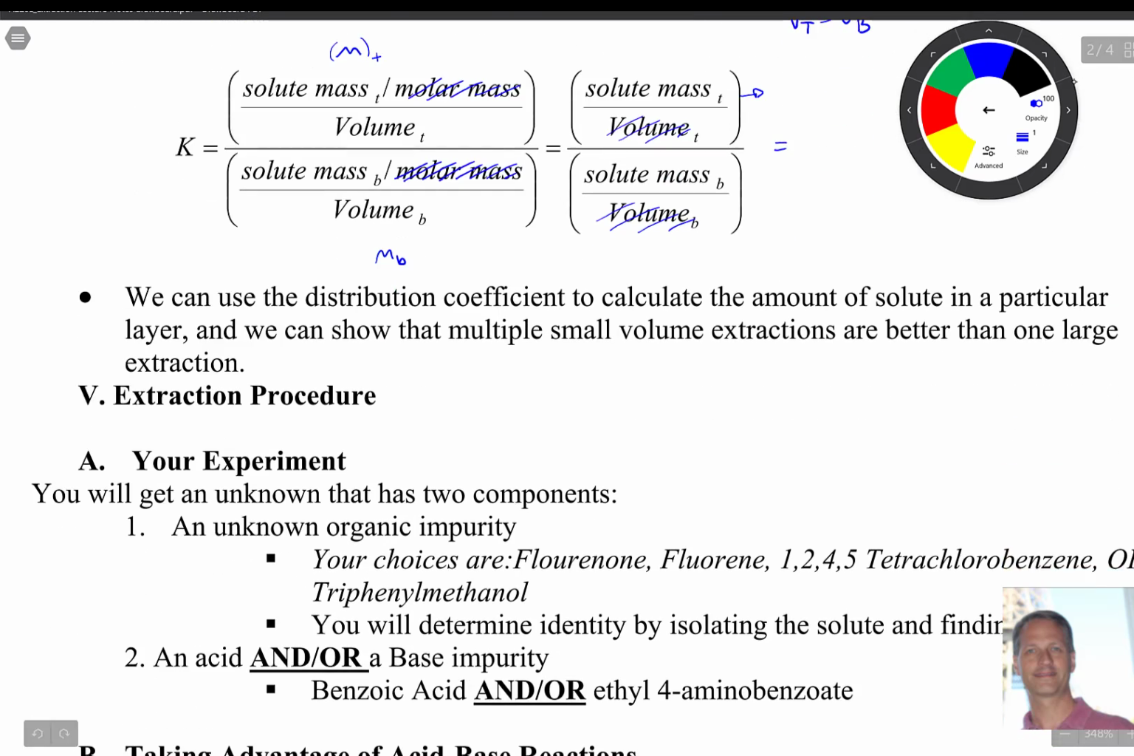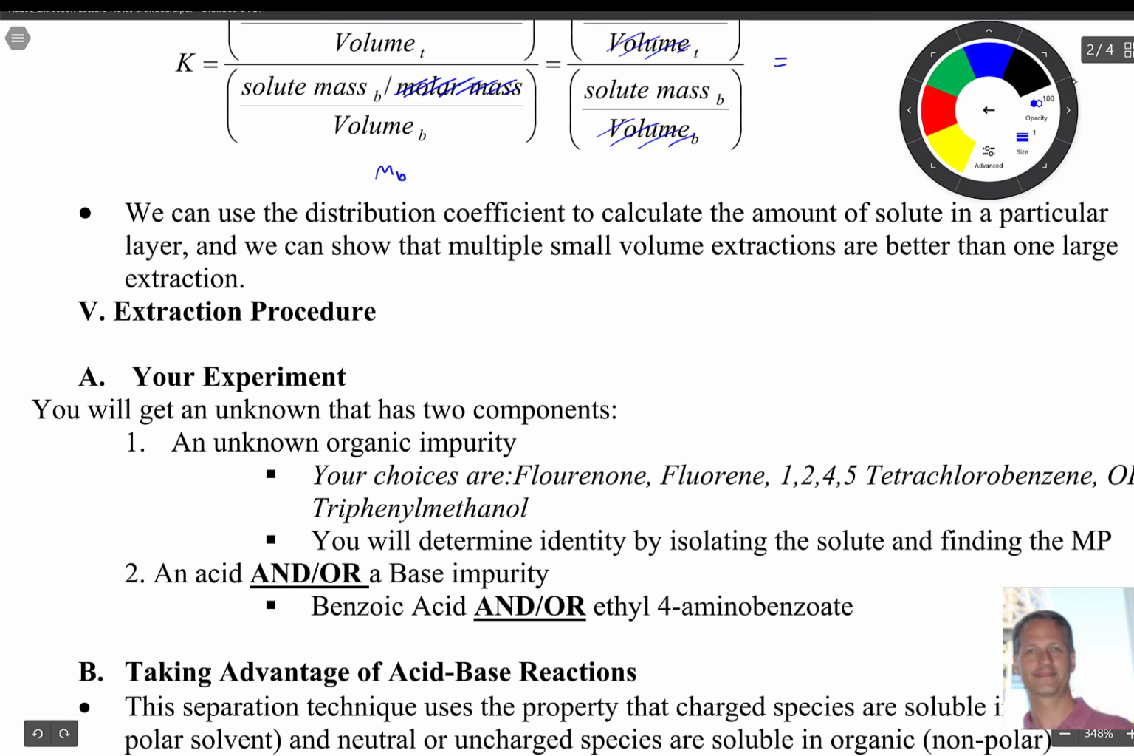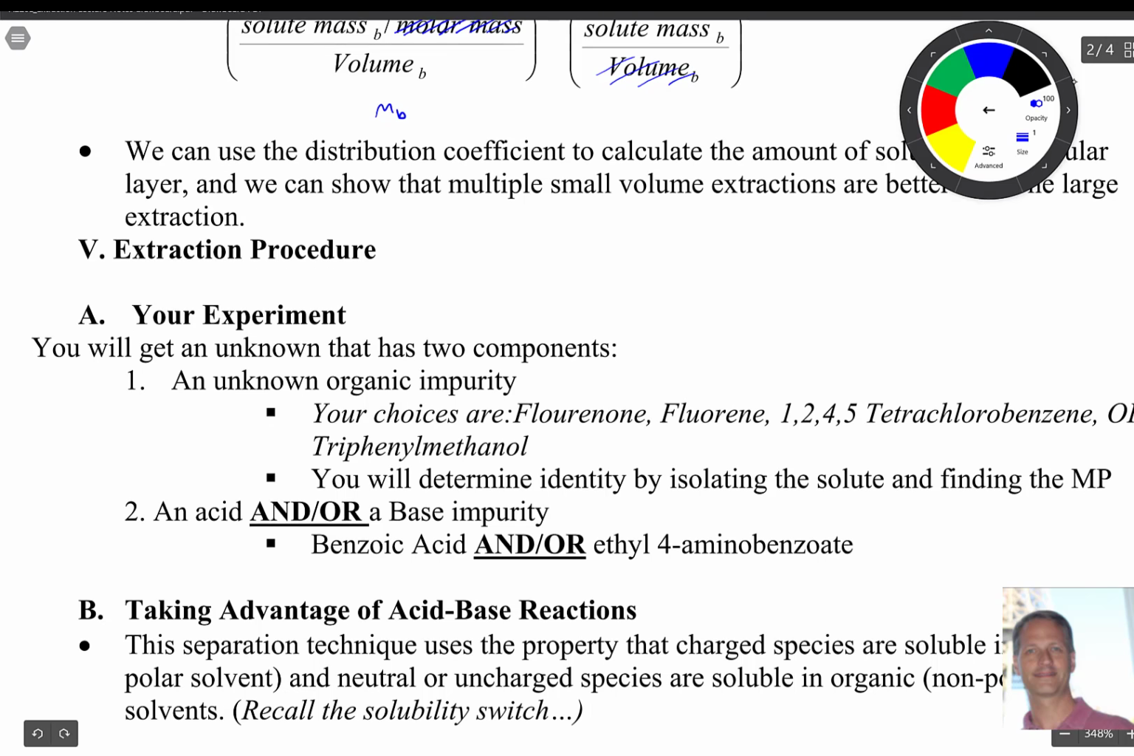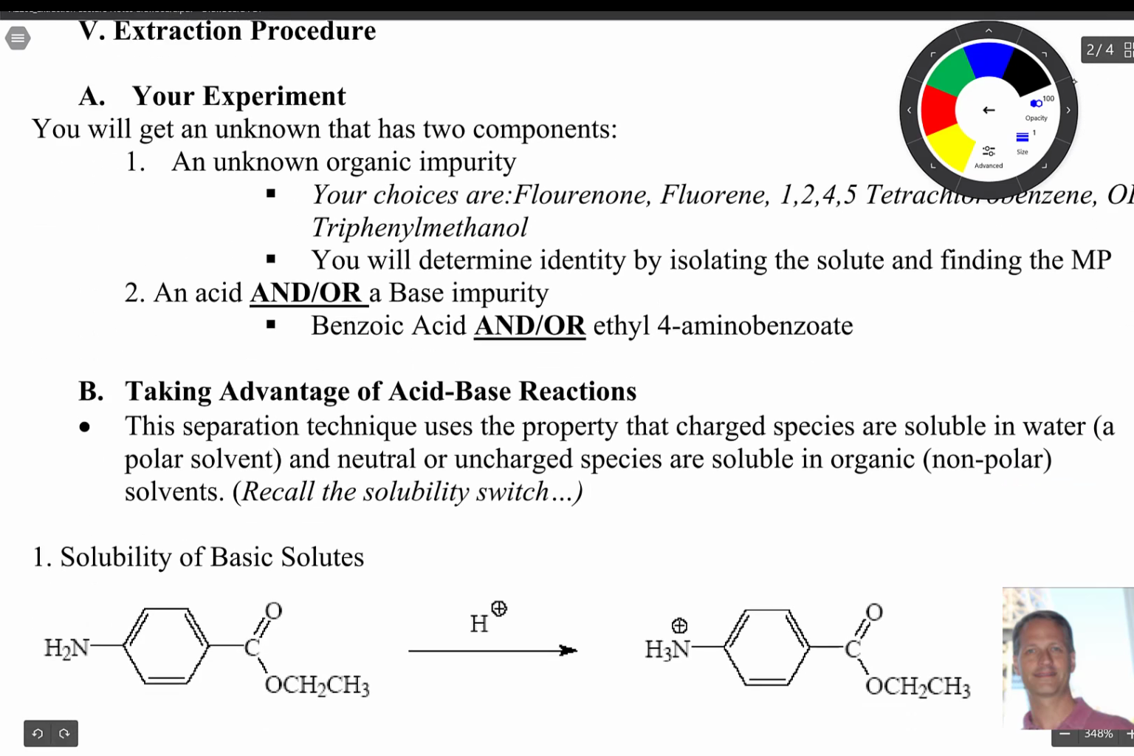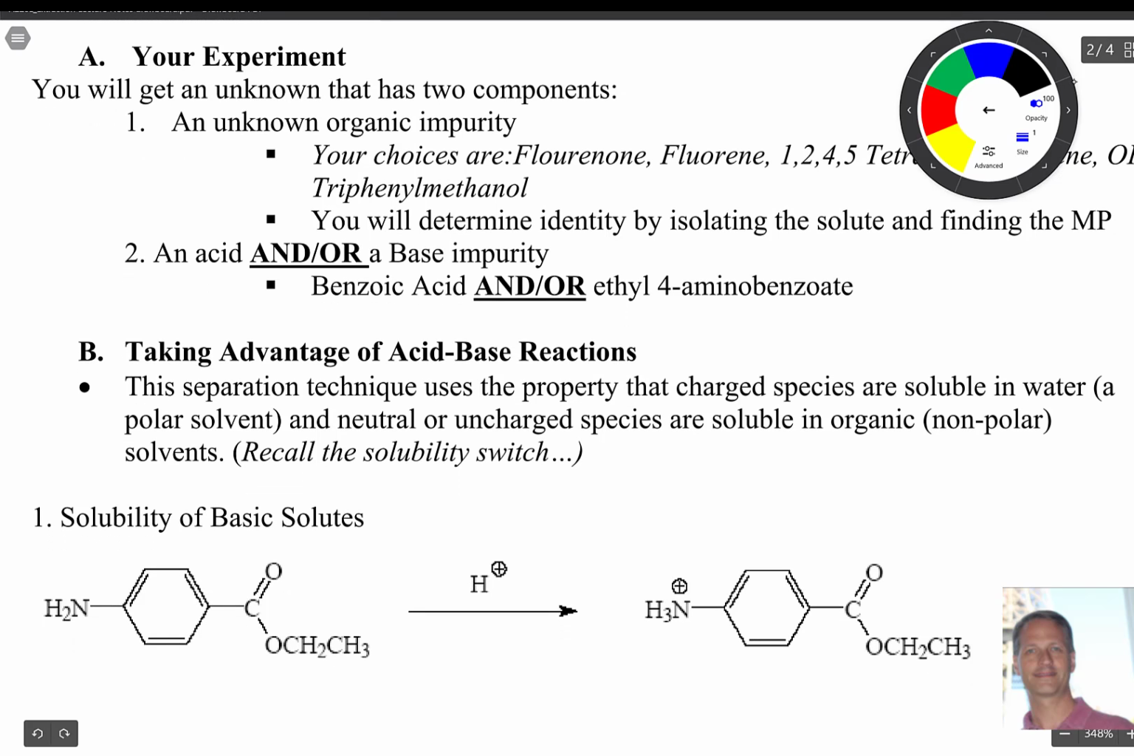So practically speaking, that number can be used to calculate the amount of solute in a particular layer. So you can use this quantitatively in OChem to demonstrate the need for multiple extractions. All right, so let's pretend, I know we can't do this experiment online, but let's pretend that we're doing it. So this is our experiment that we're going to go through a dry run together right now.